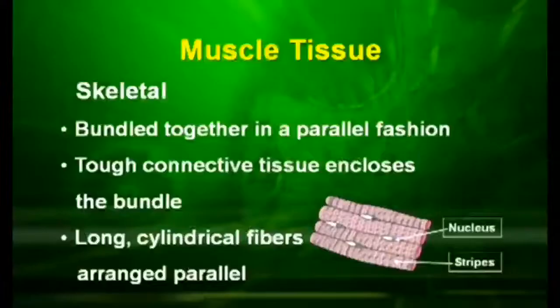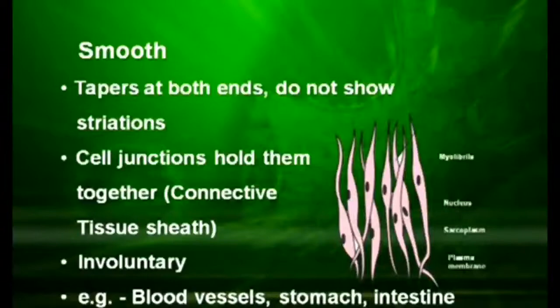Now regarding the characteristics of the skeletal tissues, they are bundled together in a parallel fashion. That is, each of the cells runs parallel to each other, and a tough connective tissue encloses the bundle. The smooth muscular tissues have tapering ends, both the ends taper, and they do not show any striations as found in the earlier tissues.